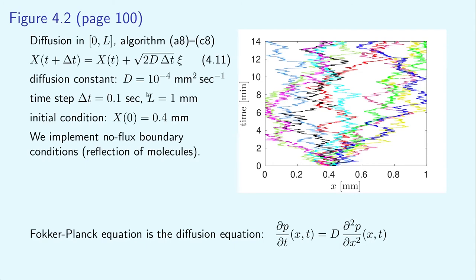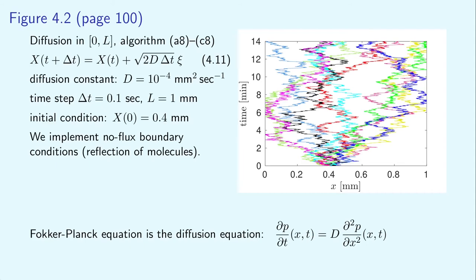To simulate Brownian motion, we use the algorithm A8C8 from the lecture notes. This algorithm is simulating this stochastic differential equation by generating a normally distributed random number xi at each iteration of the algorithm and updating the position x according to this equation. Since this is just our computational definition of SDE, which we discussed in detail in chapter 3, the first two steps of this algorithm are what we did in chapter 3. The only modification is that we have to specify suitable boundary conditions at x equal to 0 and x equal to L.